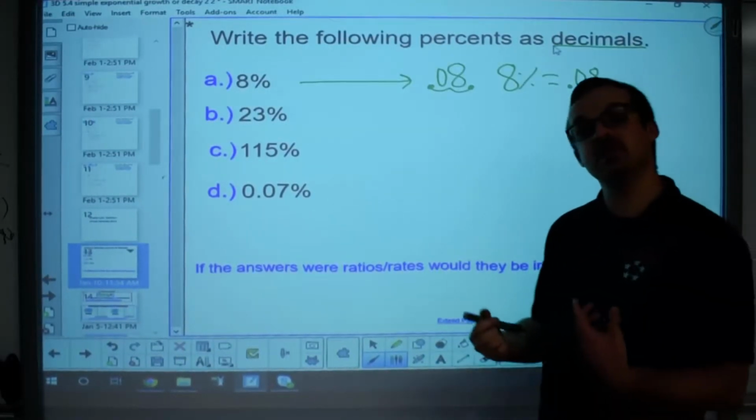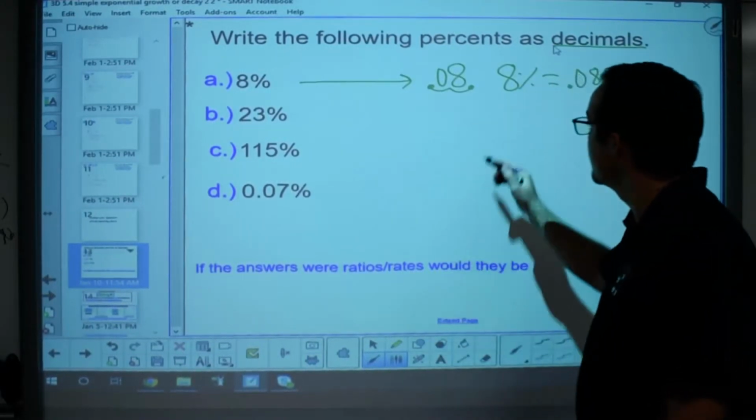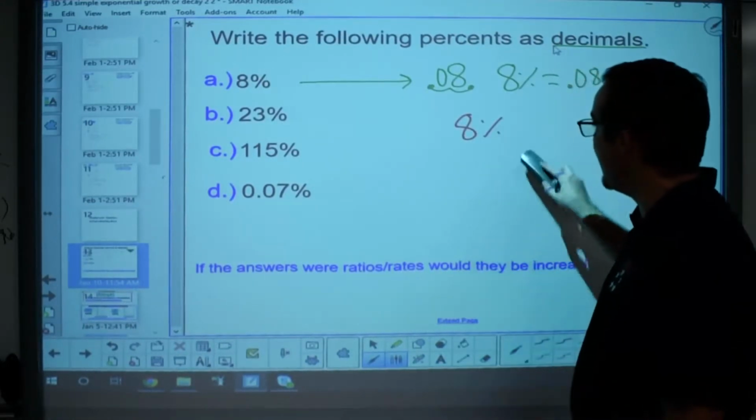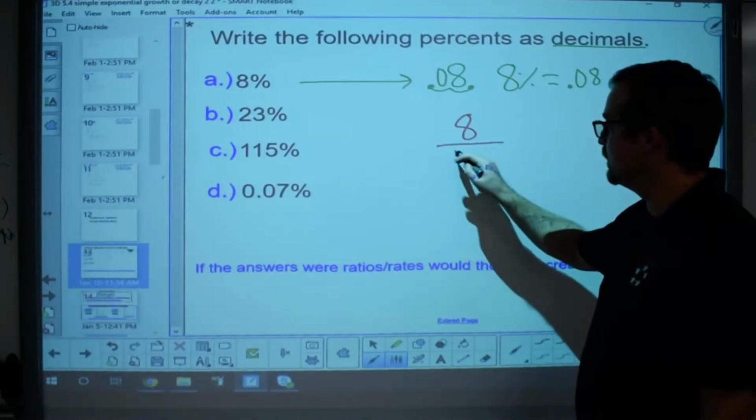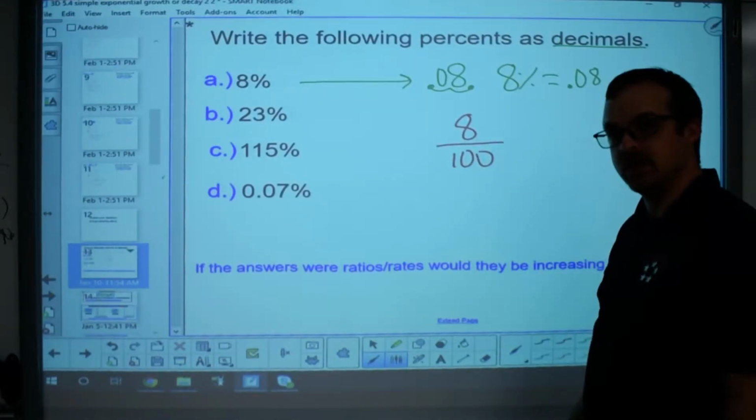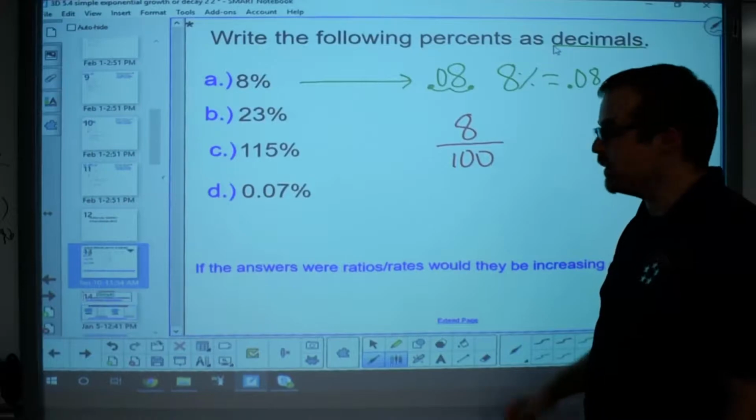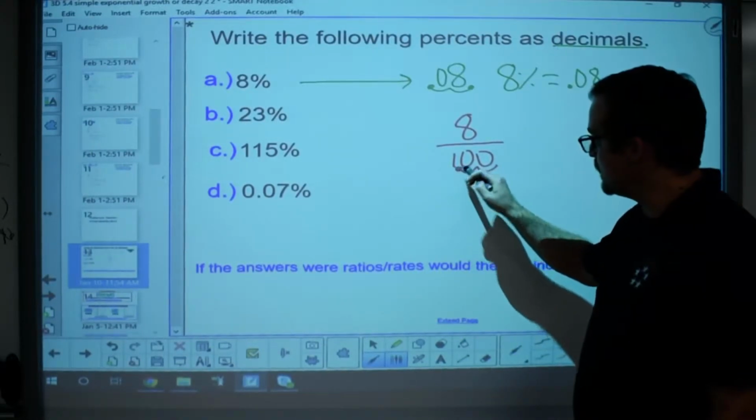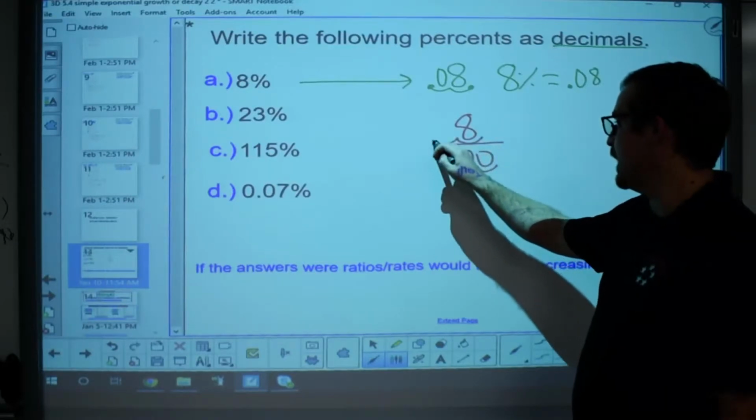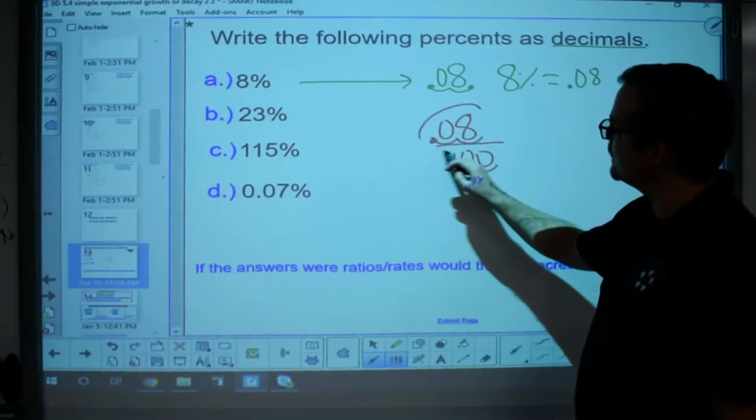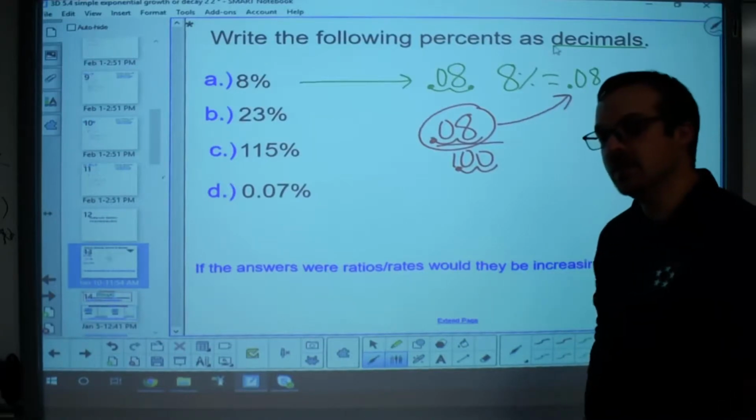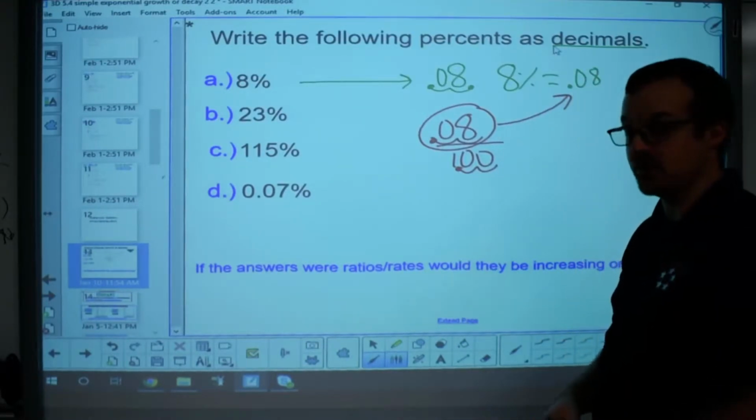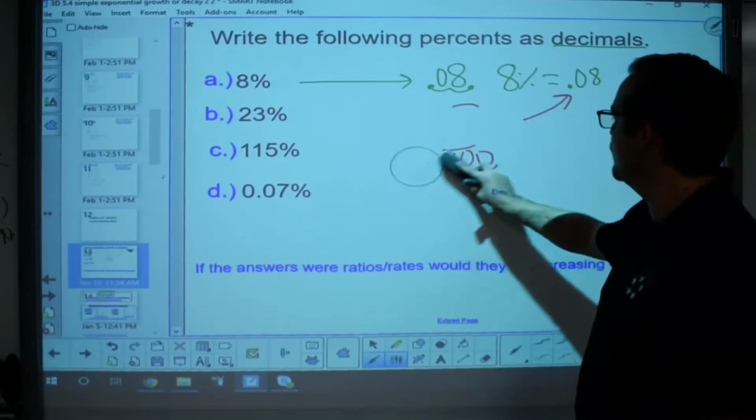And the reason why I move the decimal twice is because 8% is basically saying 8 out of 100. Right? Now you might want to reduce this, or you can say, hey, if I want to move this down to 1, you move that down 2 spots, which means I have to do the same thing to the numerator and put a 0 right there, and this is where we get the 0.08. Moral of the story, move the decimal to the left twice to move a percent into a decimal. Okay? Let's try it on the other ones really quick.